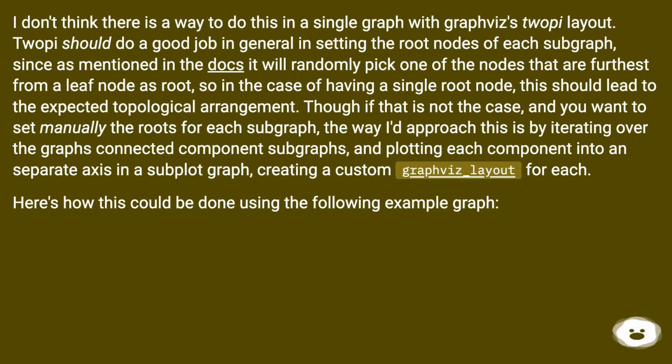Though if that is not the case, and you want to set manually the roots for each subgraph, the way I'd approach this is by iterating over the graph's connected component subgraphs, and plotting each component into a separate axis in a subplot grid, creating a custom graphviz_layout for each. Here's how this could be done using the following example graph.